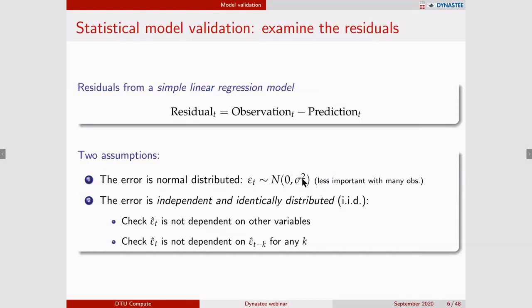However, we really need to check the second assumption, which is that the error is independent and identically distributed. We call it IID. So we need to check that it's not dependent on other variables and that it's not dependent on other errors. This is what we'll do all the time: check if this assumption is fulfilled. So let's see how that works out with a simple example.